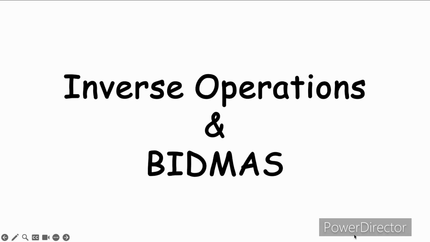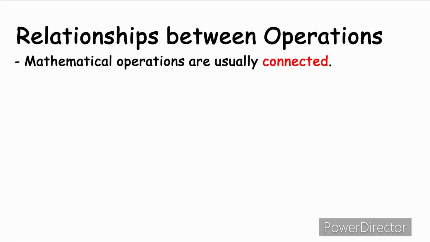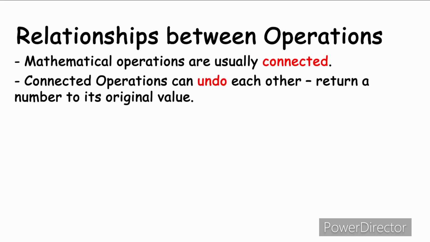Did you know that operations are deeply connected to each other? And in this video, we're going to have a look at the relationships. So firstly, we have to understand that they are usually linked to each other as a pair. The reason for that is because they can undo each other.